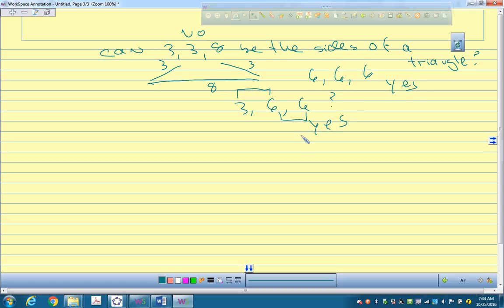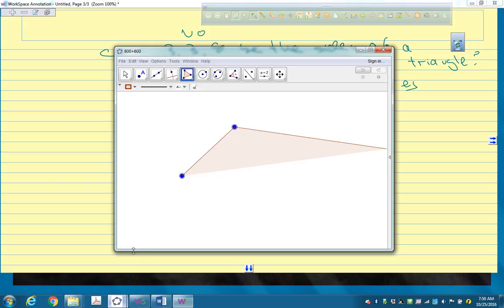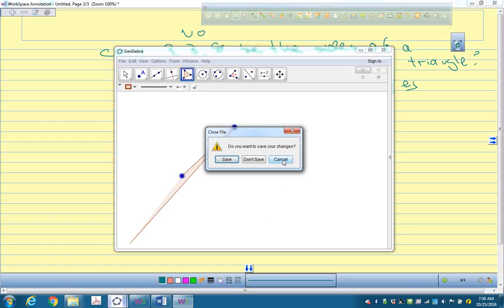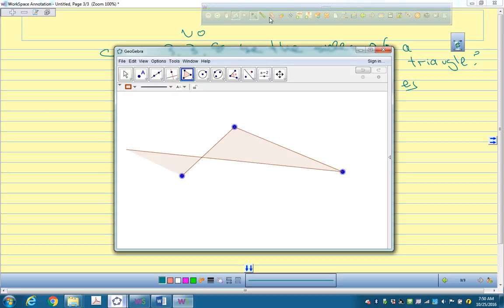All right. Next little thing we're going to explore. Okay, go back to your GeoGebra thing. This will be easy exploration to do. Okay, go back to your GeoGebra. Where's my GeoGebra? I don't know what happened. Oh, there it is. Okay, go. Don't cancel. I don't want to close my file. Okay, go back to your GeoGebra and make a new triangle.